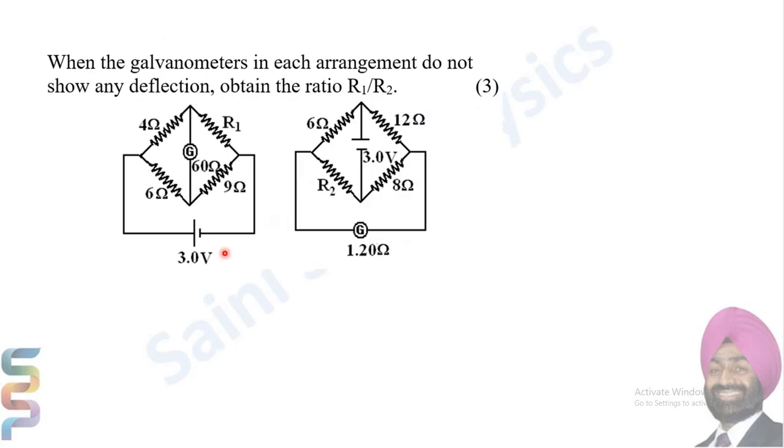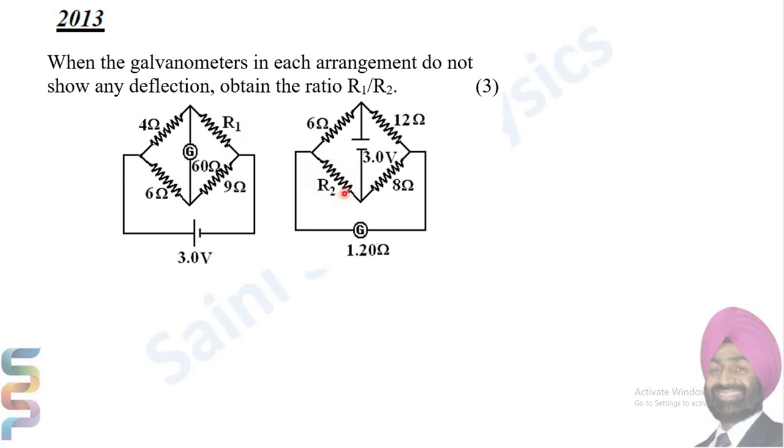In today's lecture, we are about to discuss some numericals and conceptual questions based on the Wheatstone bridge and meter bridge. This is a question from 2013. Two balanced Wheatstone bridges are given. Galvanometers aren't showing any deflection. We have to find the ratio of resistance R1 to resistance R2.